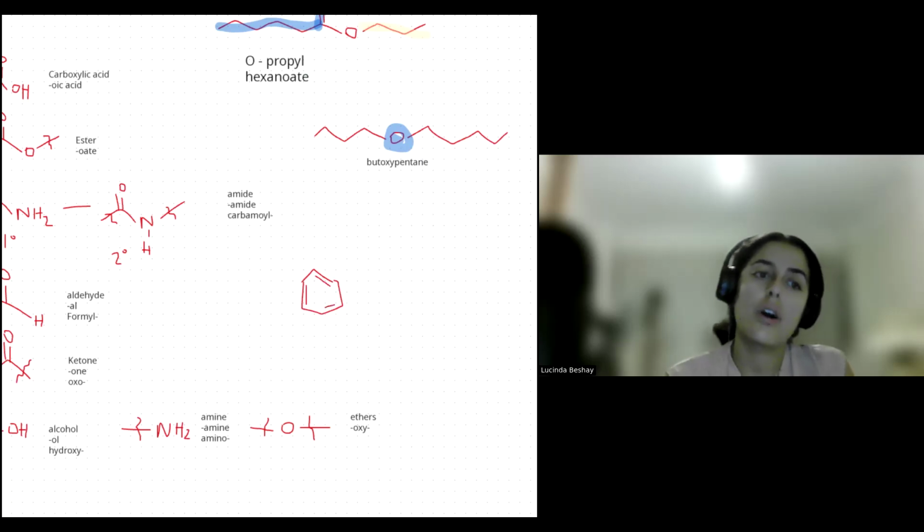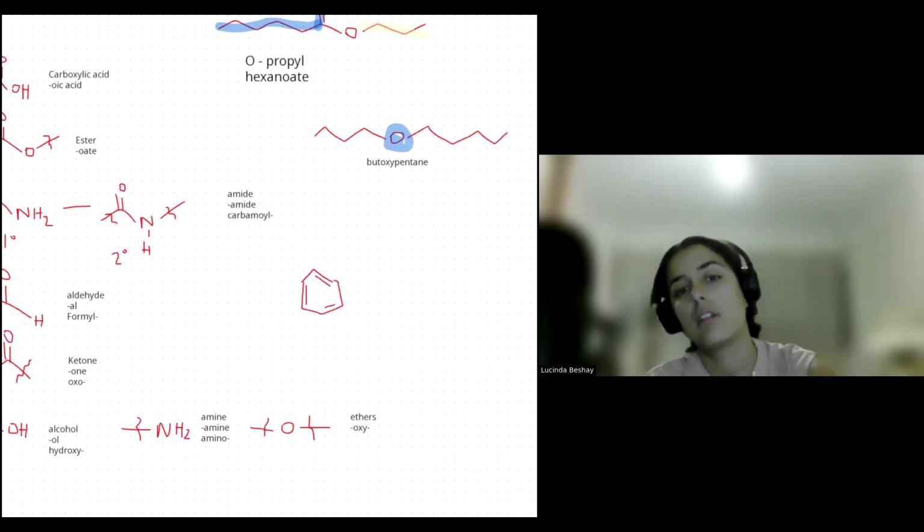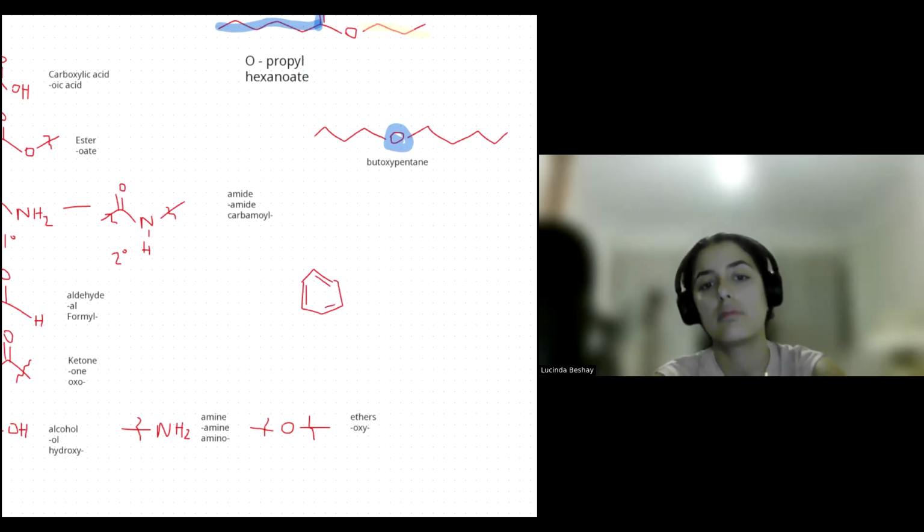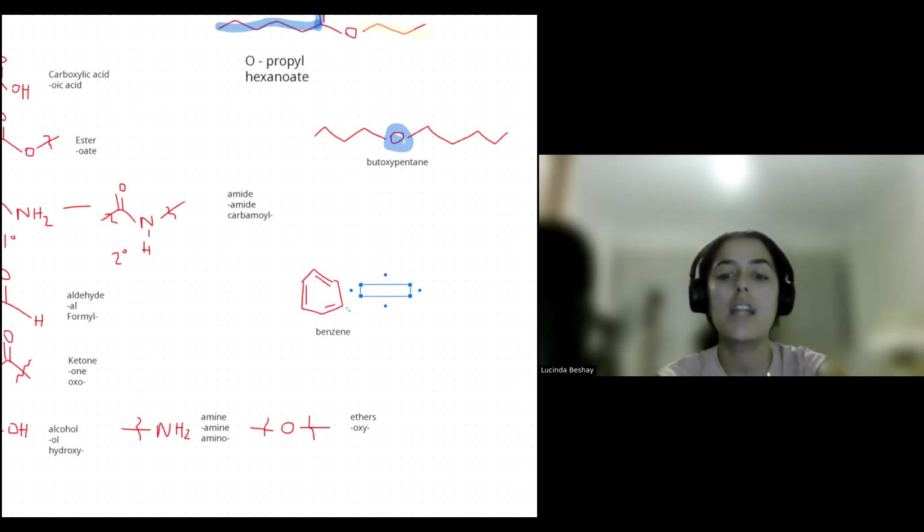That group right here is called a benzene group. Now, if it is the main chain, if it's the highest priority, and I'll tell you when it is the highest priority, the name ends in benzene. If it's not the highest priority, the name is going to have a branch called phenyl.